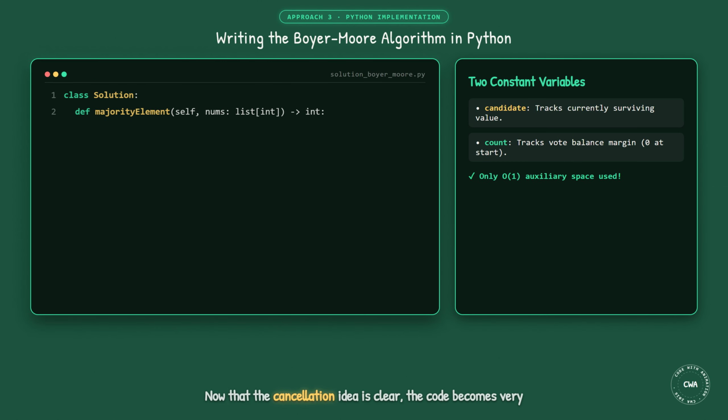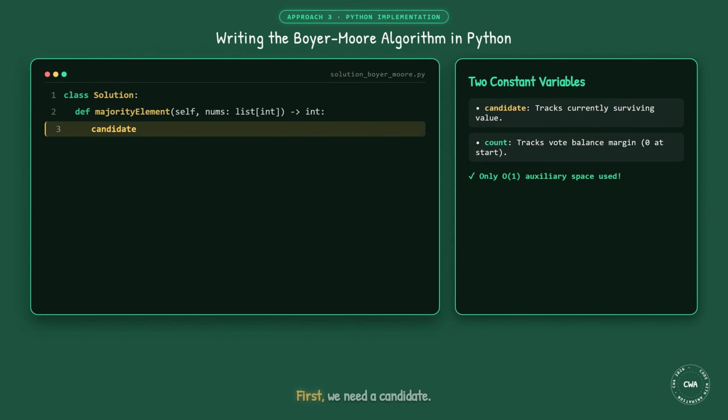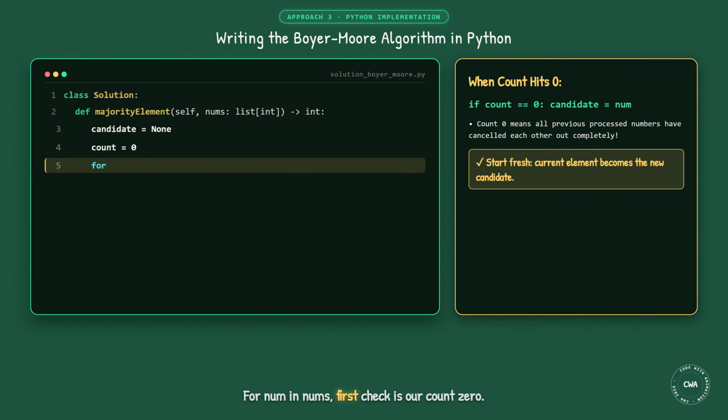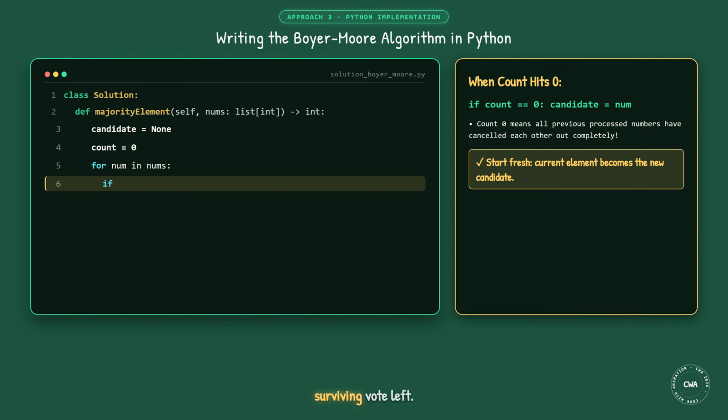Now that the cancellation idea is clear, the code becomes very small. First, we need a candidate. Candidate equals None, and we need the vote balance. Count equals 0. Now go through every number. For num in nums, first check, is our count 0? If count equals 0, our previous candidate has no surviving vote left.